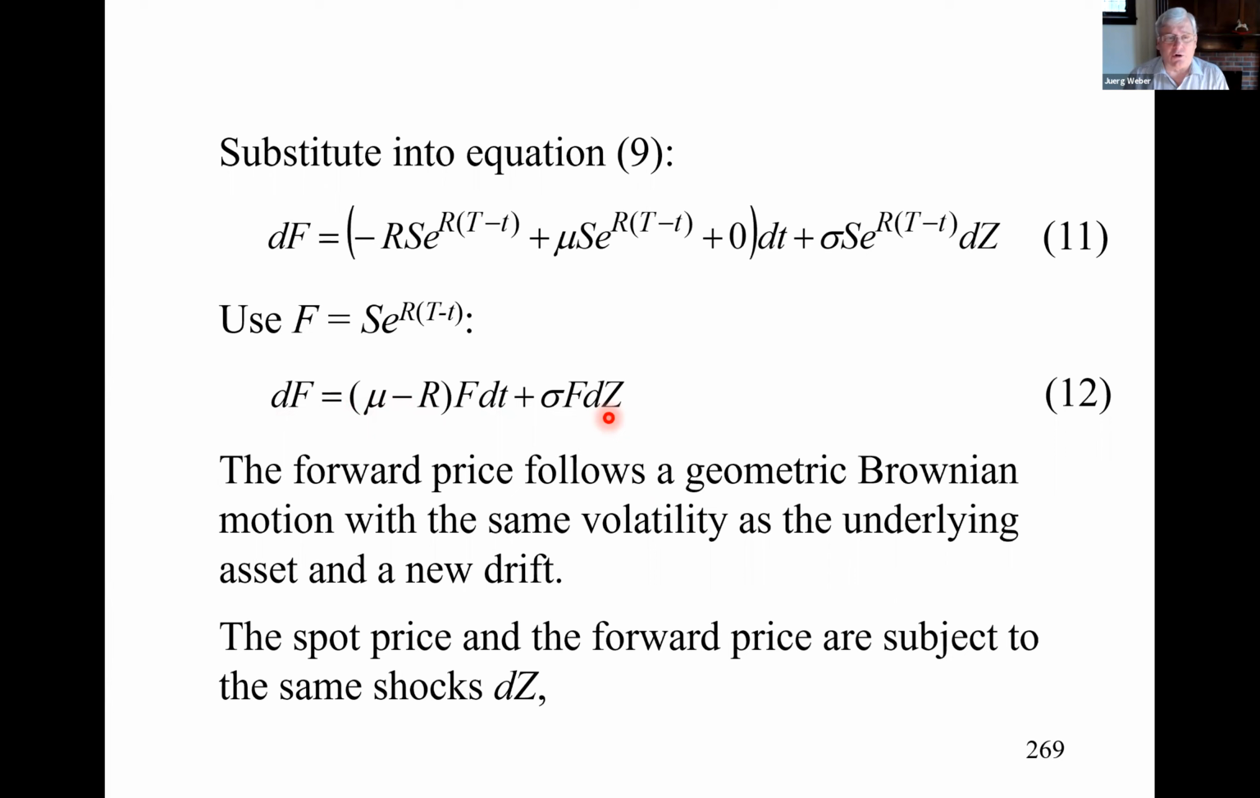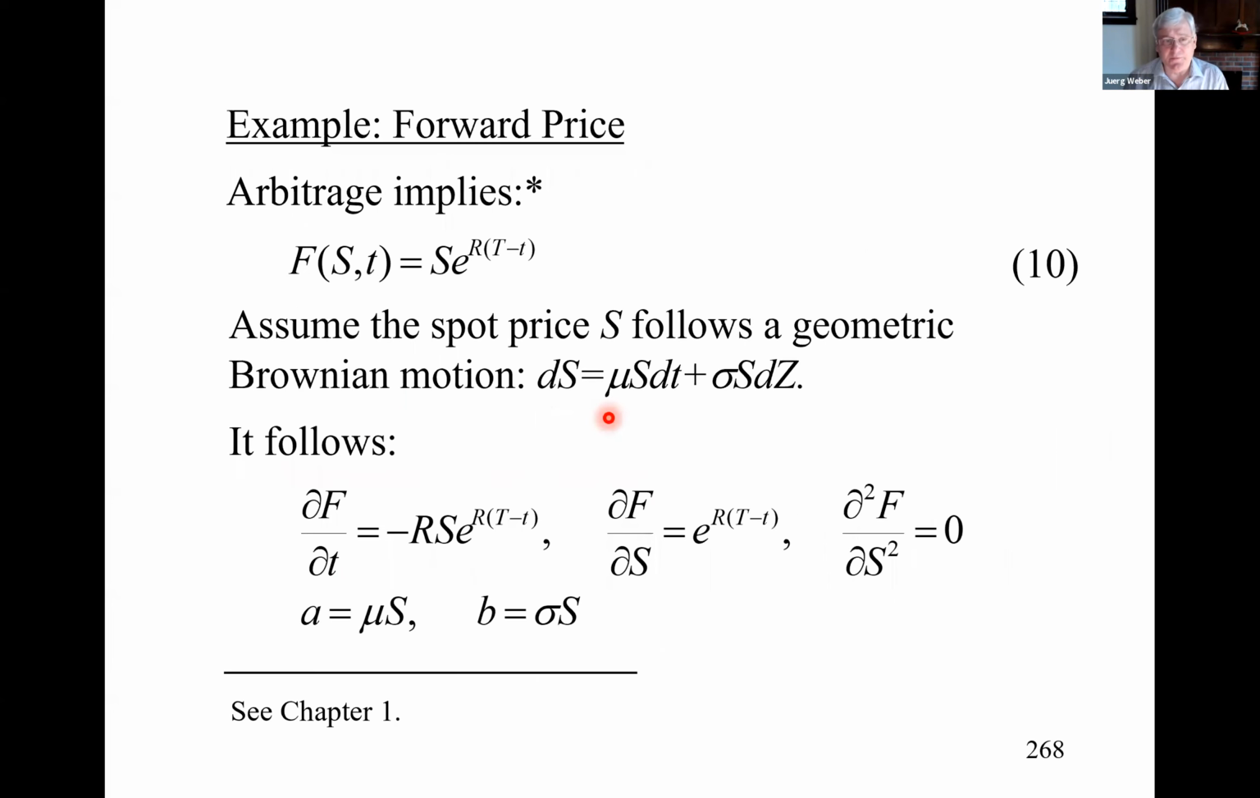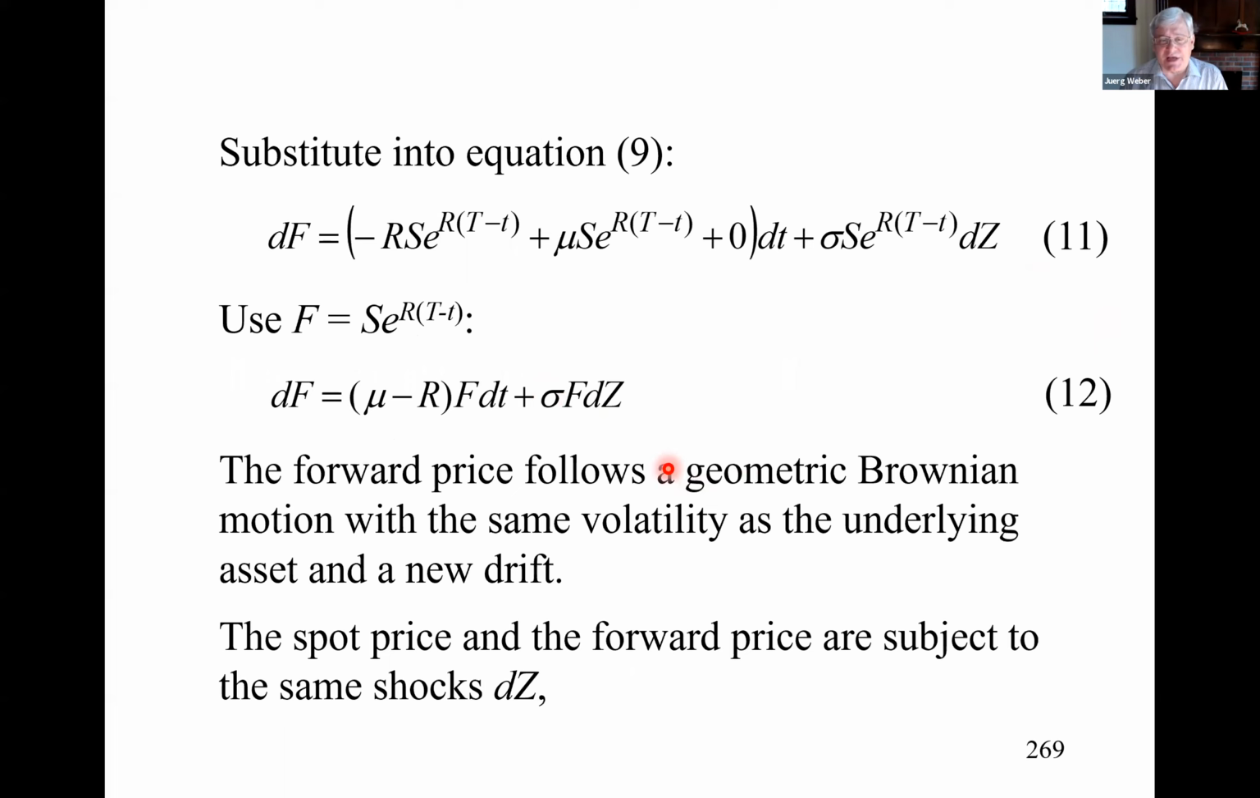So if you have a very strong positive shock in the spot market, which drives up the spot price according to the geometric Brownian motion, then we have the same shock here, a strong positive shock, which will drive up the forward price. So we have this relation between forward price and the spot price, and the Ito equation shows how we can derive that.